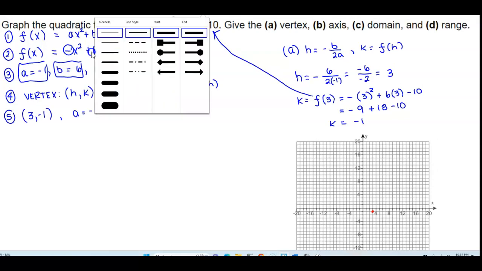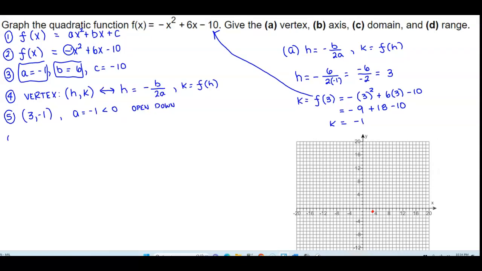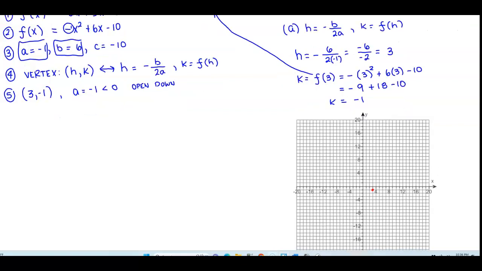Now we want to find 2 other points. We're going to pick 2 values of x and plug them into the function f of x, which is equal to negative x squared plus 6x minus 10, and determine what those two other points are.